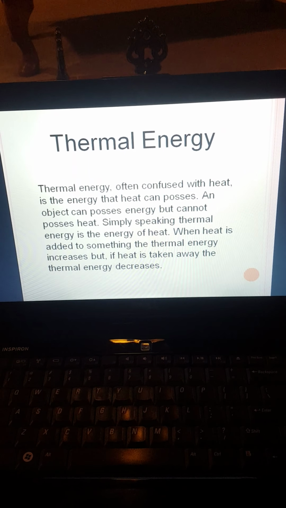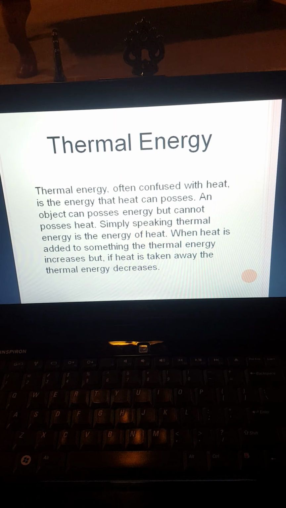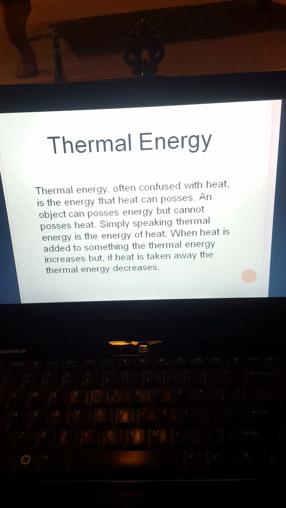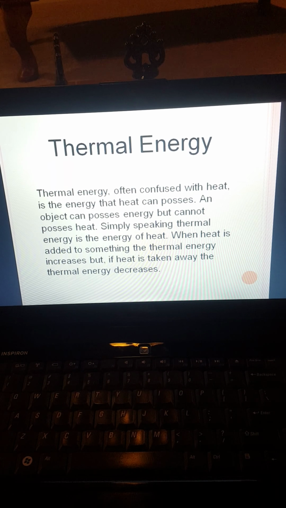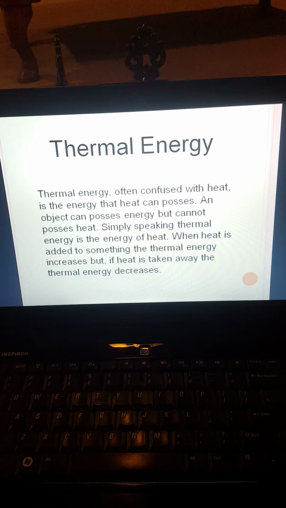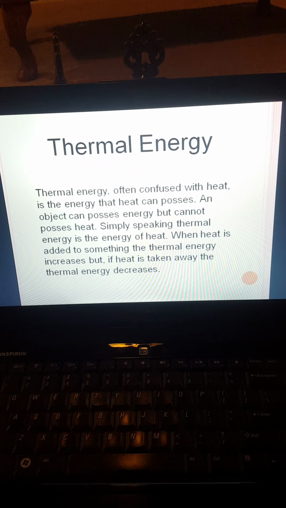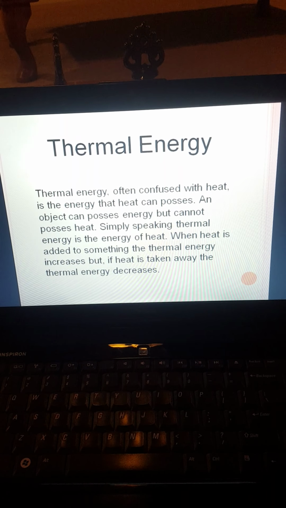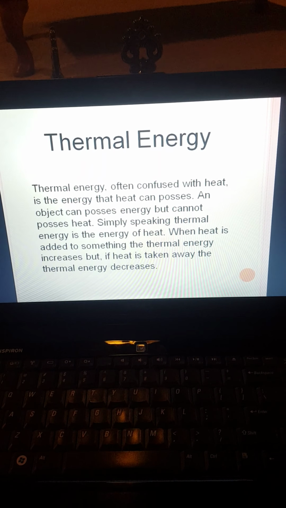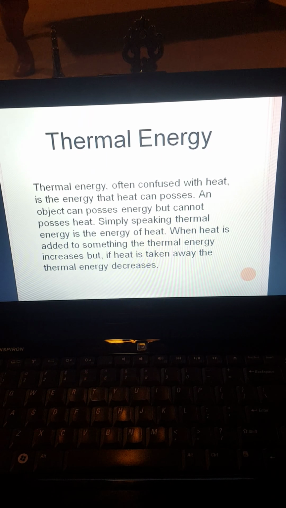Thermal energy. Thermal energy, often confused with heat, is the energy that heat can possess. An object can possess energy but cannot possess heat. Simply speaking, thermal energy is the energy of heat. When heat is added to something, the thermal energy increases, but if heat is taken away, the thermal energy decreases.